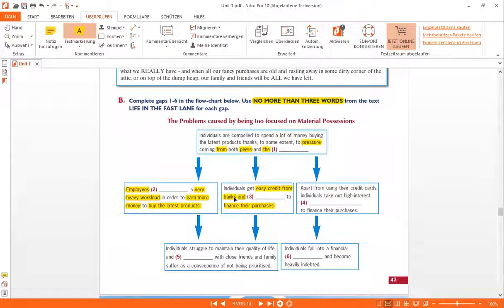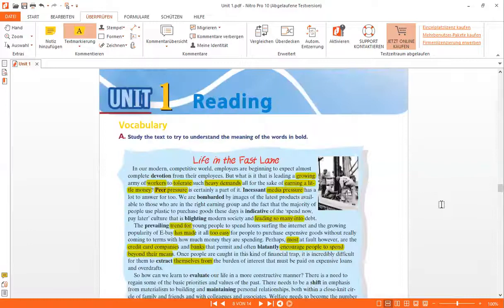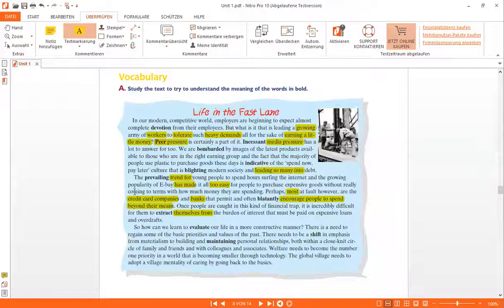Number 3, easy credit from banks and gap to finance their purchases. Again, you guide yourself with the word credit, and then you figure it's not just banks, it's also credit card companies.